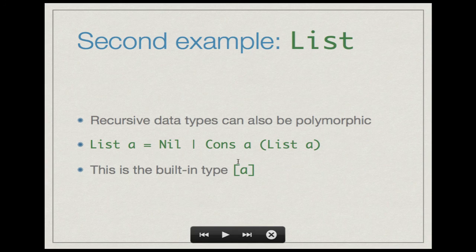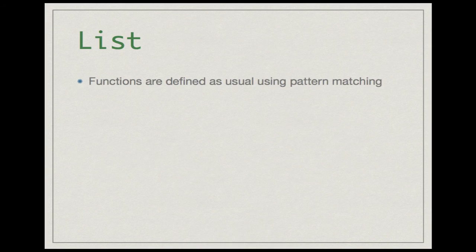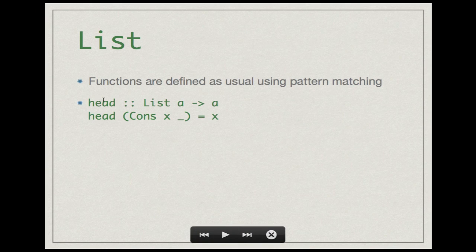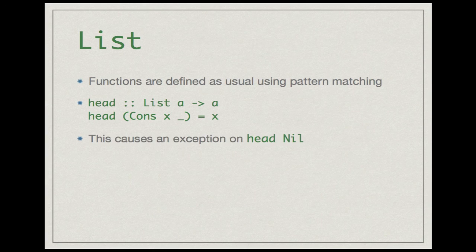This is just the built-in type List a that is provided by Haskell, but we are providing this definition just as an example. The functions are defined as usual using pattern matching. head is a function that takes a list of type a as input and produces an object of type a as output. head of Cons x anything is x. Notice that this function fails when you invoke head on the list Nil. This causes an exception on head Nil.